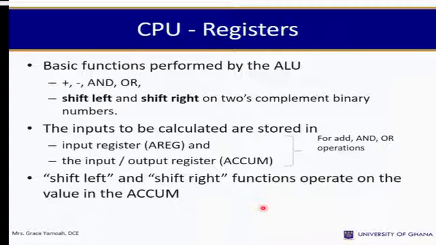Basic functions performed by the ALU are subtraction, addition, division, and OR operations. We have shift left and shift right on two's complement binary numbers. The inputs to be calculated are stored in input registers, and the output is accumulated in the output registers. Then shift left and shift right functions operate on the value in the accumulator. So this is what takes place.